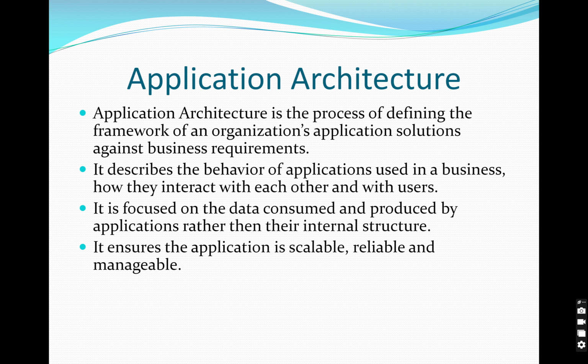Okay. So what is application architecture now? Application architecture is the process of defining the framework of an organization's application solutions against business requirements. It describes the behavior of the applications used in a business, how they interact with each other and with the users. It is also focused on the data consumed and produced by applications rather than their internal structure. It ensures that your application is scalable, reliable, and manageable. So before we proceed further, what is an architecture now?